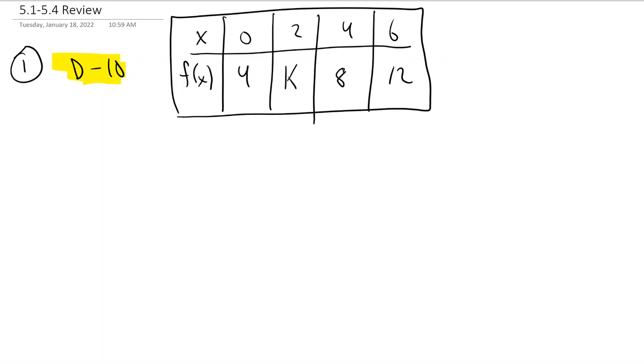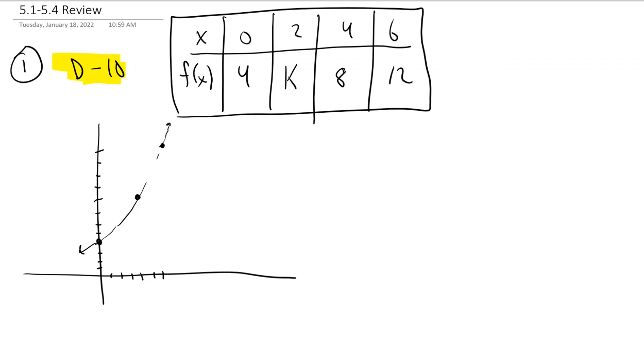Okay, so what I noticed about question number 1 is it said trapezoidal approximation. If you're anything like me, I like to have somewhat of a visual. So it doesn't take you very long to sketch: plot 0, 4, plot 2, something, we don't know, 4, 8, 6, 12. So I plotted 0, 4, 4, 8, and 6, 12. And so now I've got some idea of maybe what the curve looks like.